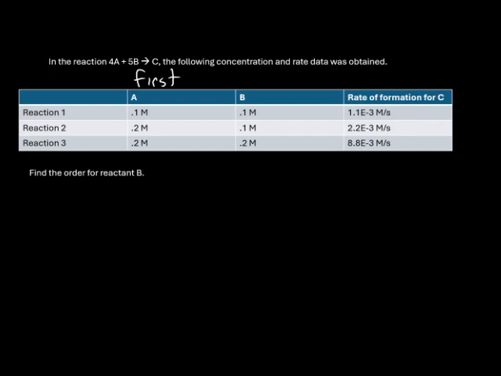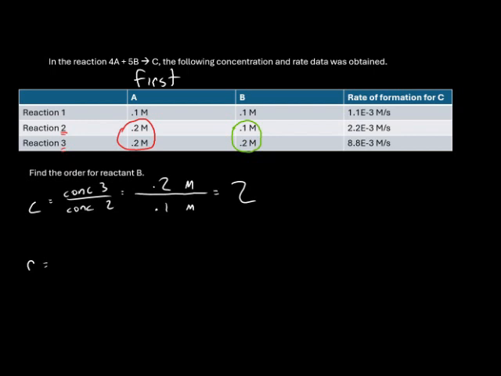If we look between line 2 and line 3, we can see that between line 2 and line 3, B changes, but A stays the same. Therefore, line 2 and line 3 should be the lines that we use. We'll look at C and we'll look at R. C will be now concentration in line 3 divided by concentration in line 2. Now we're not going to look at A anymore, we'll just look at B. Concentration in line 3 is 0.2, and concentration in line 2 is 0.1. If we divide, we end up with a C value of 2.